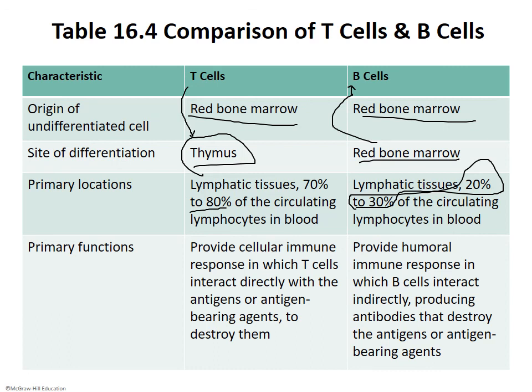T cells provide cellular immune response. B cells provide humoral immune response. So this is the difference between those. We've got another whole section really getting into these a little bit more, but that's the overview.